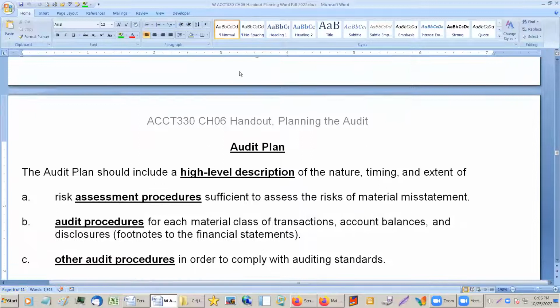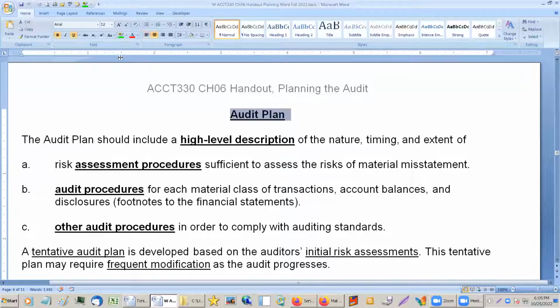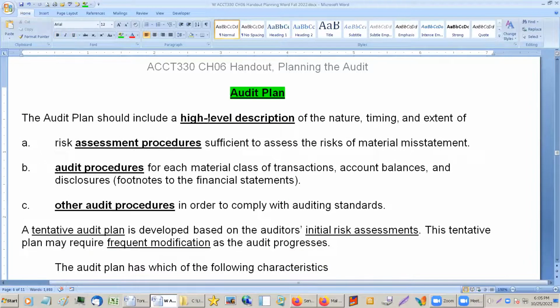Okay, let's see what I was saying. Okay, so audit plan. Yeah, this is on page 6 for me. I don't know if it's 6 for everybody or not.